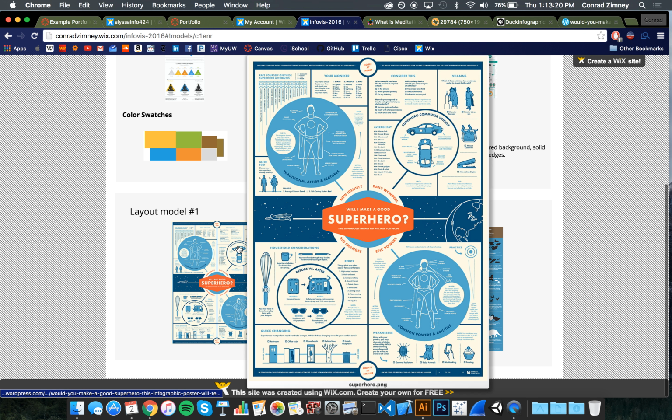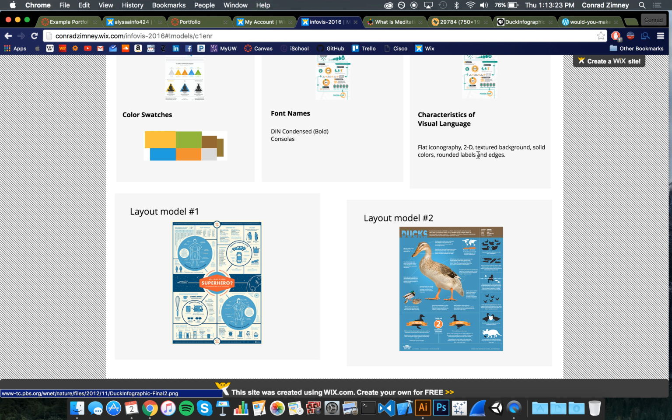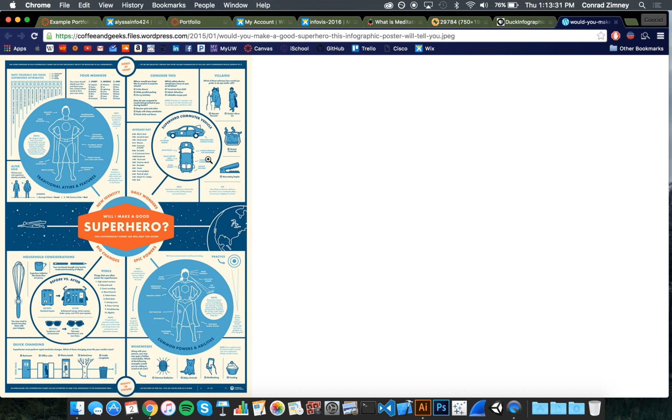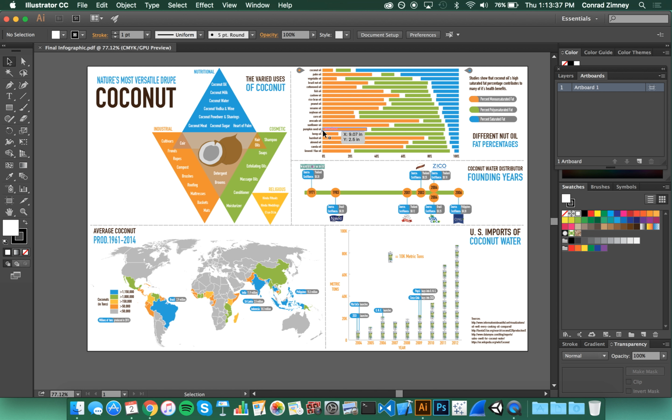And then lastly, the layout models that I have are these two down here. I'm primarily emulating this infographic for my layout model, but I've also drawn some elements from this infographic as well for my layout model. Now let's actually get into my infographic.